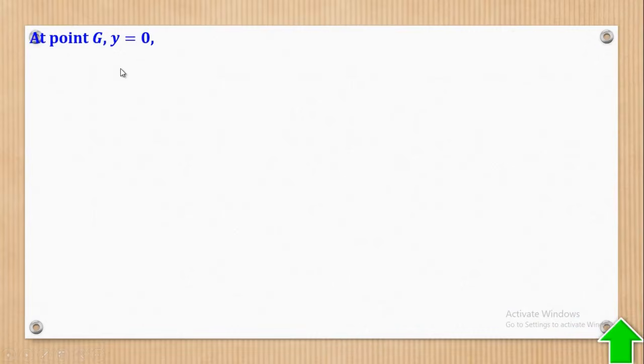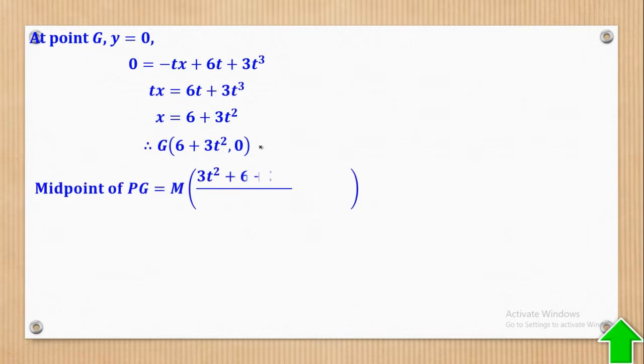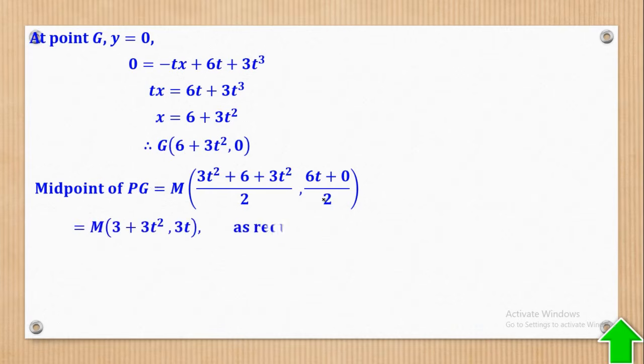Now at point G, y is equal to 0. Therefore, substitute for y equal to 0 and look for the value of x. So x will be equal to that. Therefore, G will be that. Now, the midpoint of PG will be equal to the average of the x coordinates and the average of the y coordinates. So we'll come up with this, and that was what was required.